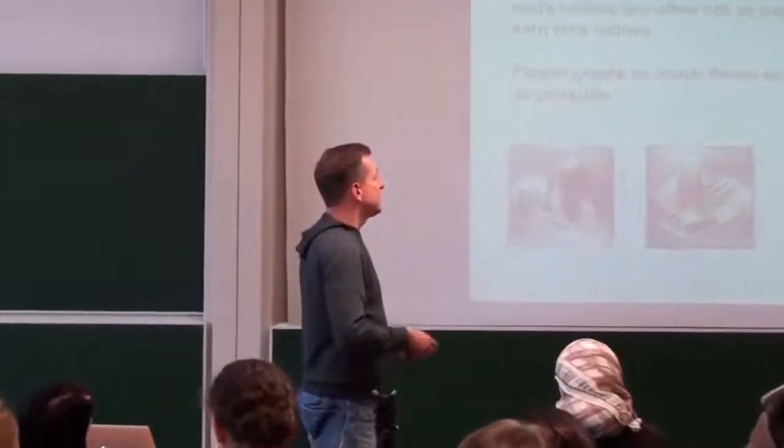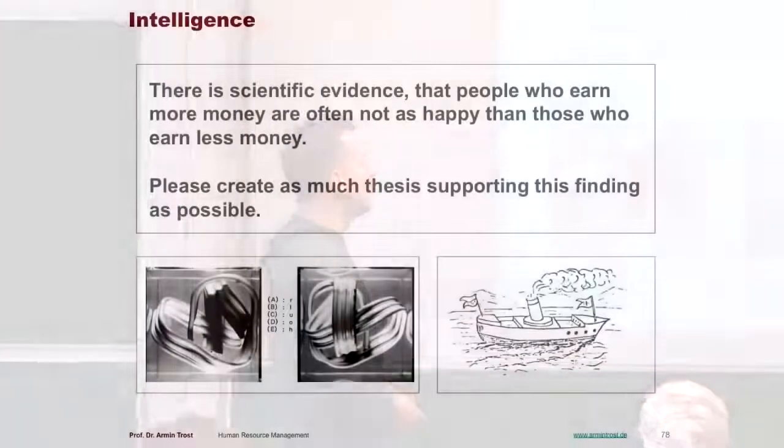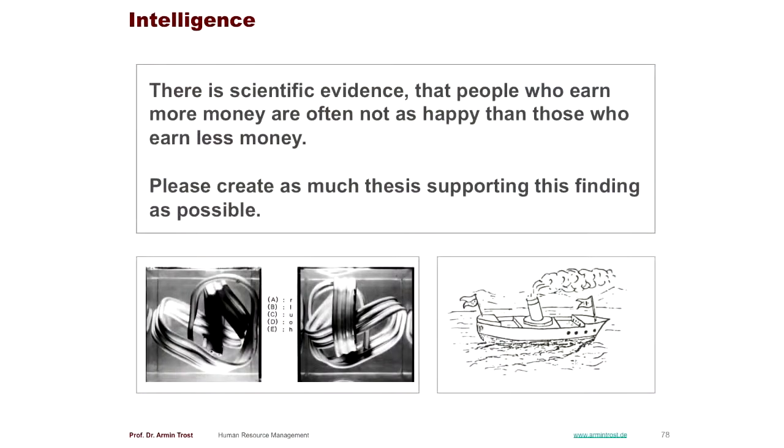There is scientific evidence that people who earn more money are often not as happy as those who earn less. Please create as many theses, theories, and explanations supporting this finding as possible. Now you have 5 minutes and you have to come up with explanations. Why is this the case?